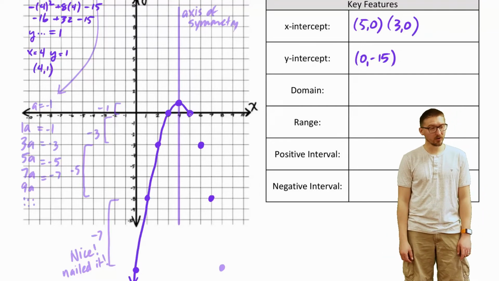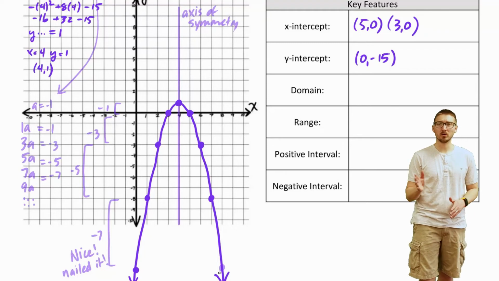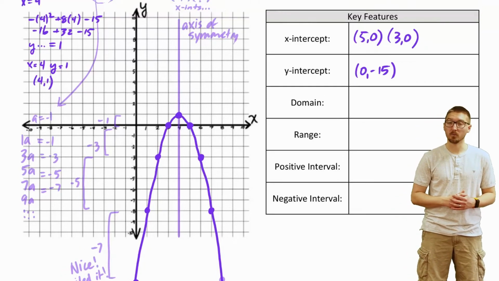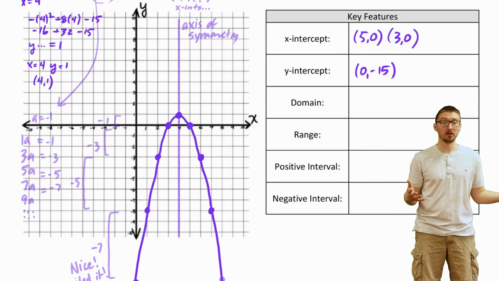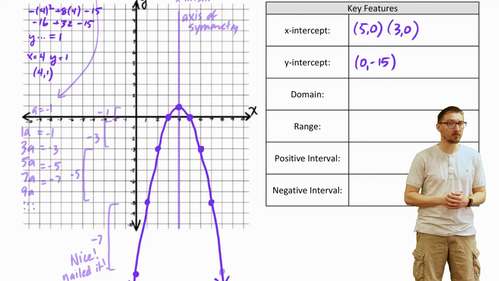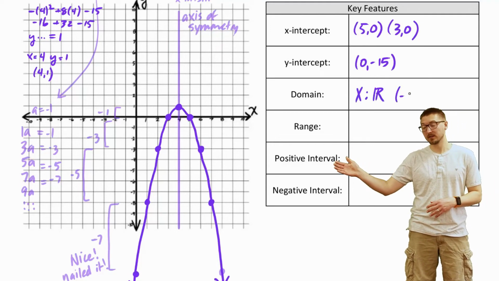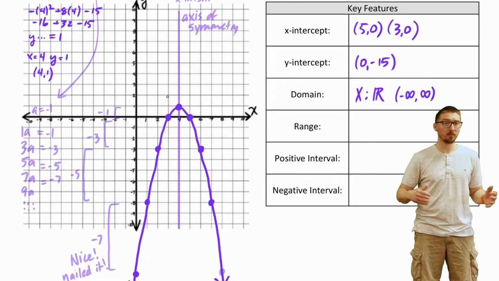Whew. That was a lot of work. We're almost done, except for the key features. So let's talk about domain and range for this picture. The domain, or the x values where this gets to go, is endless. It doesn't stop going left and it doesn't stop going right. So we can say all real numbers. We could give the interval of -infinity to +infinity. Both of those are fine.